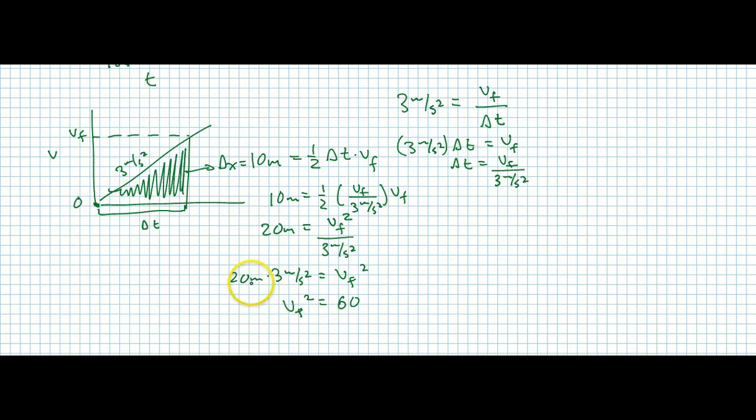Check the units. Meters are both in the numerator, so meters squared per second squared is what I get. So if I solve, I get VF is the square root of 60 meters squared per second squared. And the square root of 60 is 7.75 meters per second, because we took the square root of the units as well.